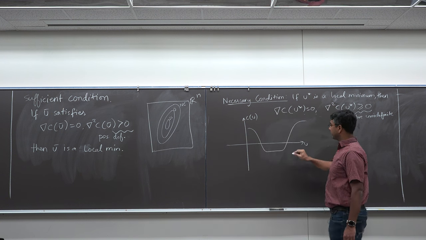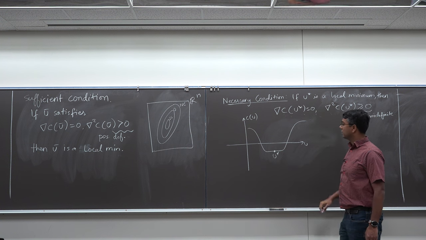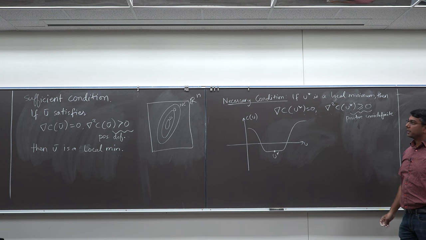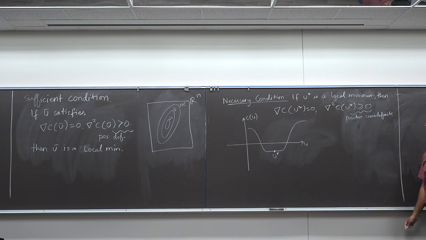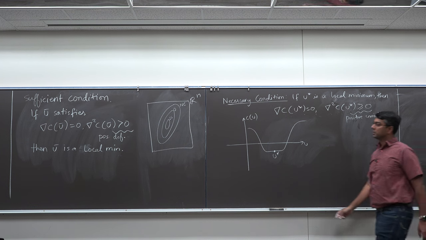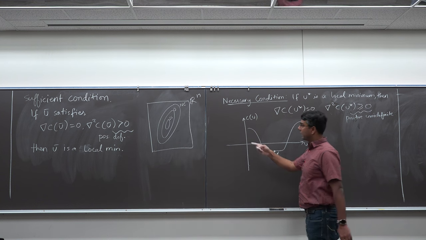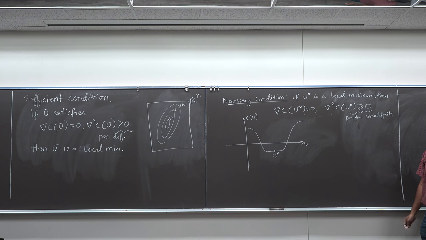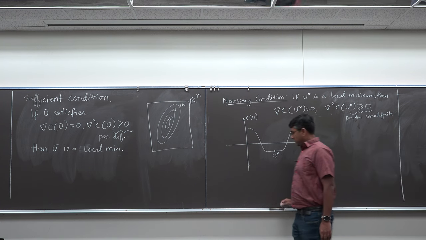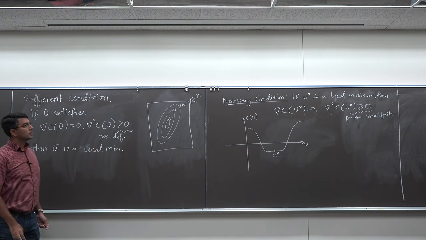So this is my cost function. I look at a point here, u star. It doesn't satisfy the sufficient condition because the function is flat at the bottom. As a result, the second derivative is equal to zero. So that point doesn't satisfy the sufficient condition but is still optimal. It's a local minimum, and in this case, actually a global minimum.